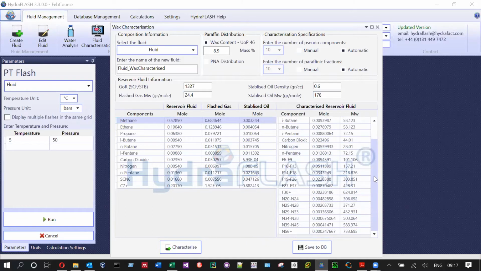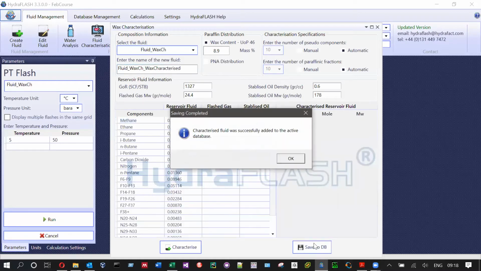Now, as you can see, because I have wax in the system, the characterized composition has some light components, methane, ethane, propane, etc. And also these fractions from F6 to F38 plus, and also some normal alkane components based on the wax content I entered here, from N20 to N56 plus. So when the fluid is characterized, you can check the composition, molecular weight, and everything, and then you just change the name. I choose a shorter name, wax characterized, and then I save it to the database.